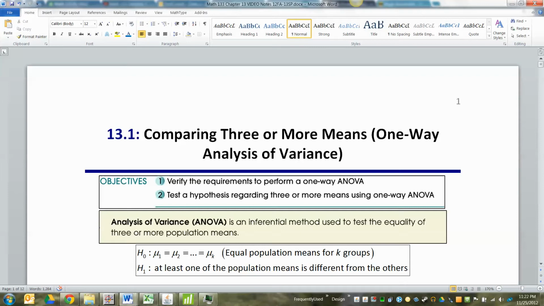And we're going to verify the requirements. First, we're going to learn what those requirements are. Then we're going to verify them, and then we're going to conduct an ANOVA test. Now, notice, it's still a hypothesis test, so that part hasn't changed.